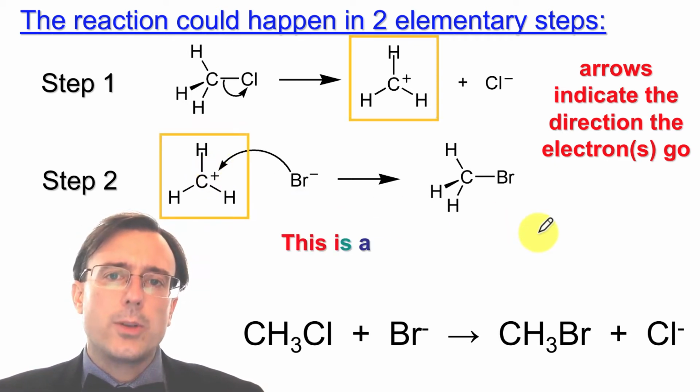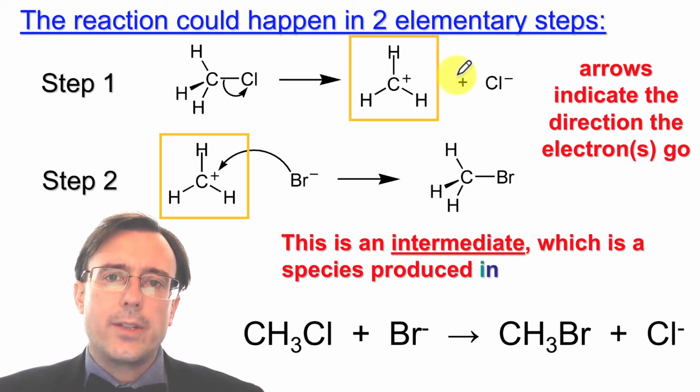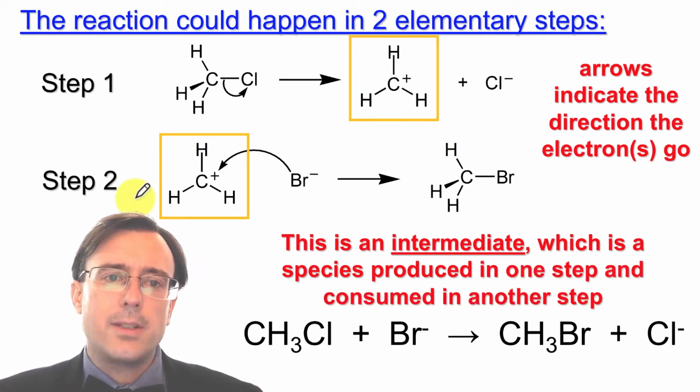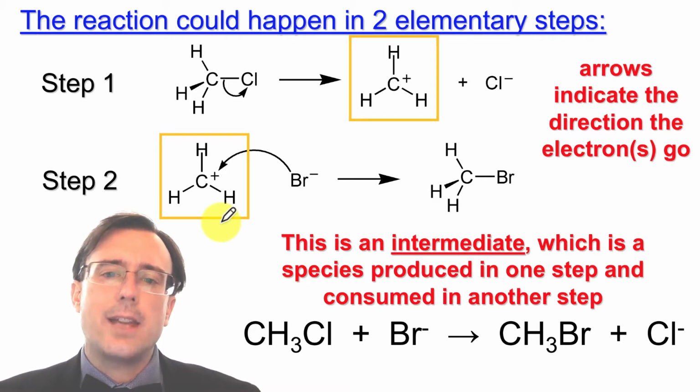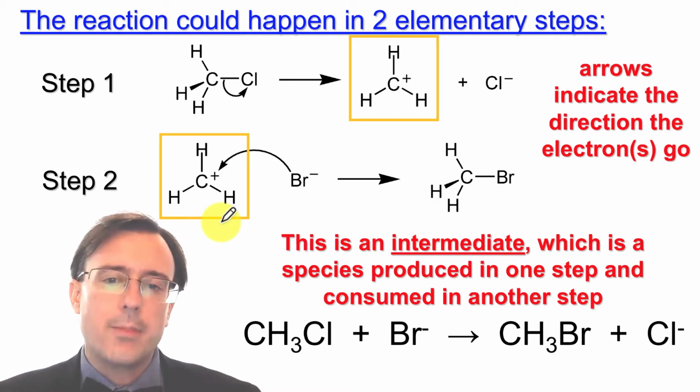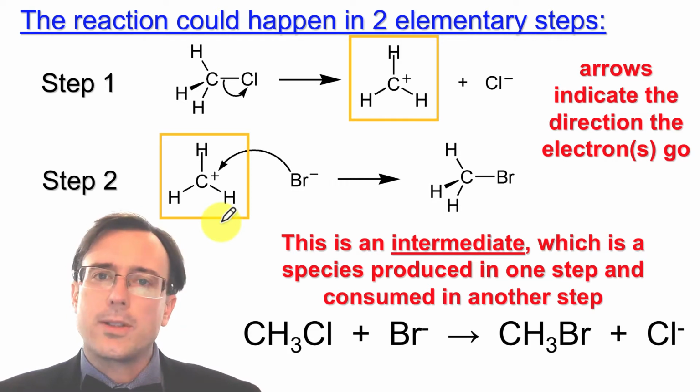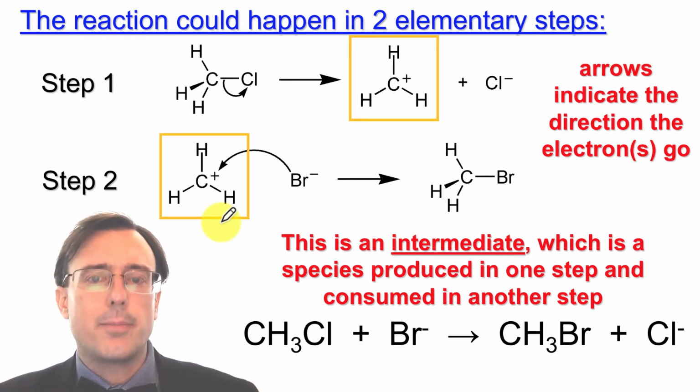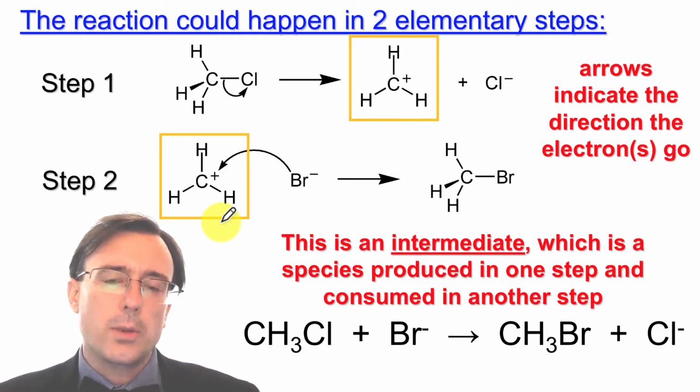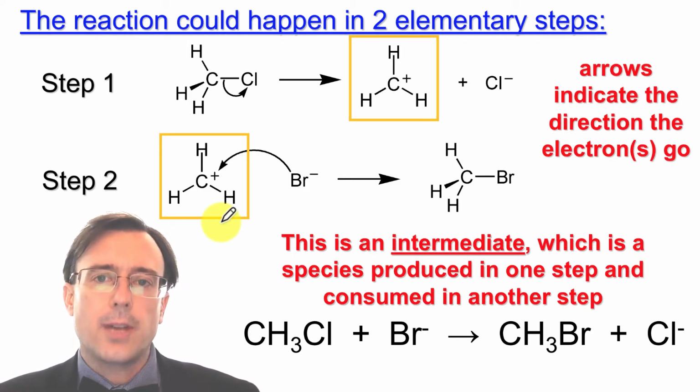It's important to note that this species here, and this species here, which is the same thing, is an intermediate. An intermediate is a species that is produced in one step and consumed in another step. So it's not a reactant and it's not a product. It's just a temporary species that exists and is observable, could possibly be isolated, although not necessarily, is generally a fairly reactive species, but is formed in one step and is consumed in another step, so you don't have any of it left over by the time the reaction is done.